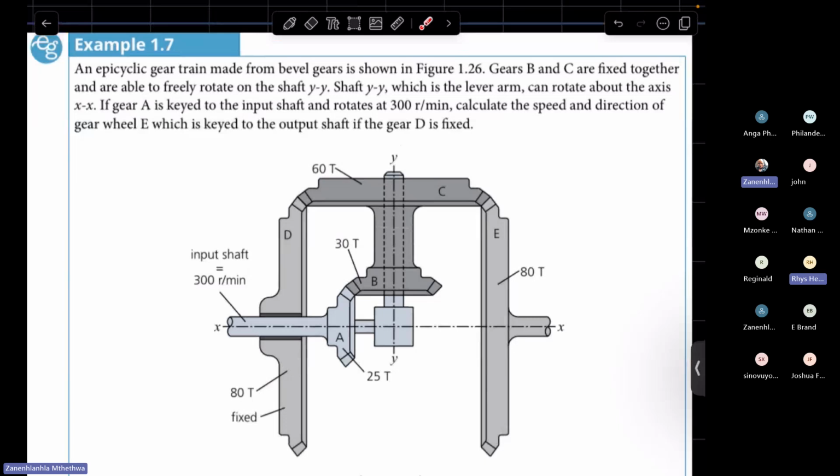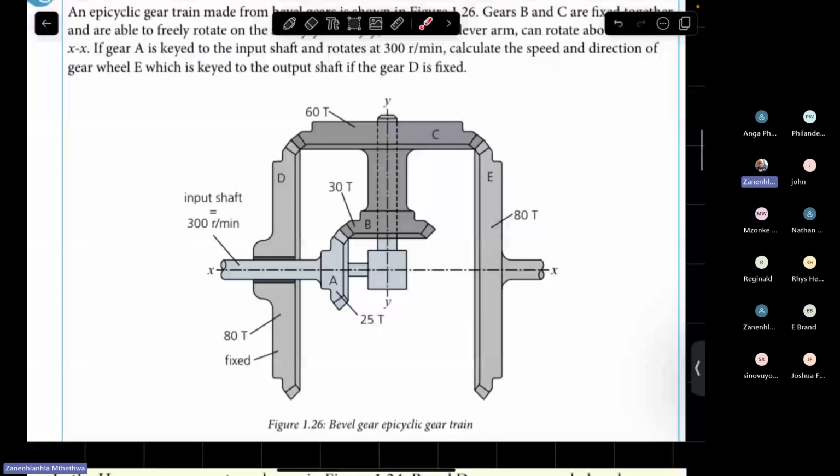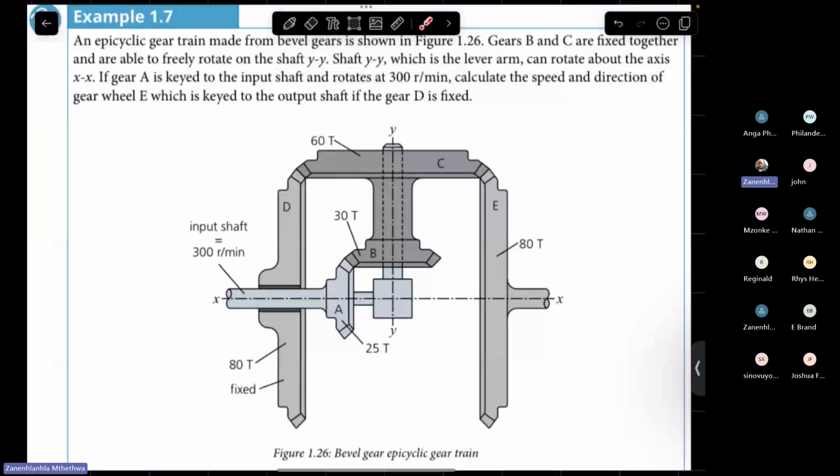Sure. I just wanted to clarify, if gear D rotates clockwise, will gear C rotate anti-clockwise if we're looking from the direction of the shaft going inward to the center of this diagram?